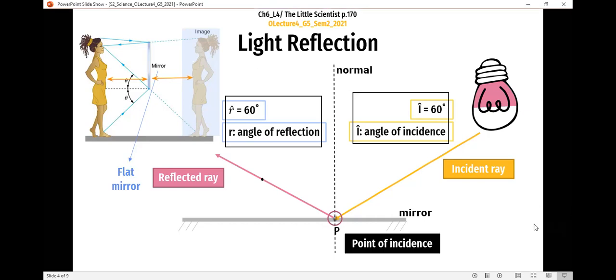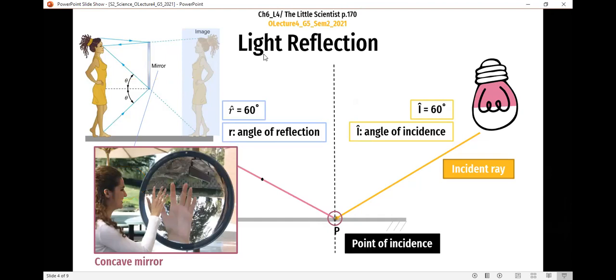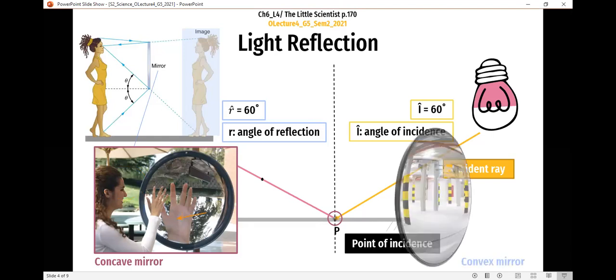We have three types of mirrors: flat mirrors, and they give an image that has the same size as the object. We have concave mirrors. Here, as you can see, the image of the hand is bigger than the hand itself. So concave mirrors give a larger image of the object. Convex mirrors give a smaller image of the object, and they are used in stores and for security reasons.